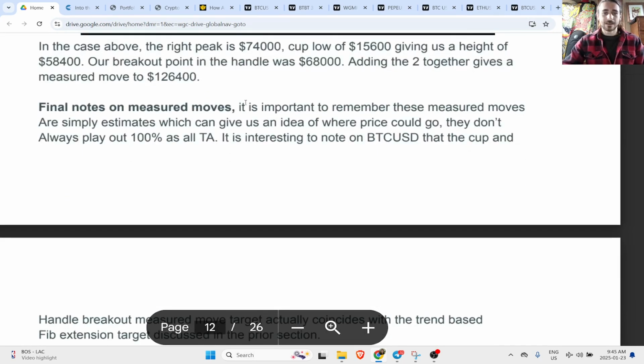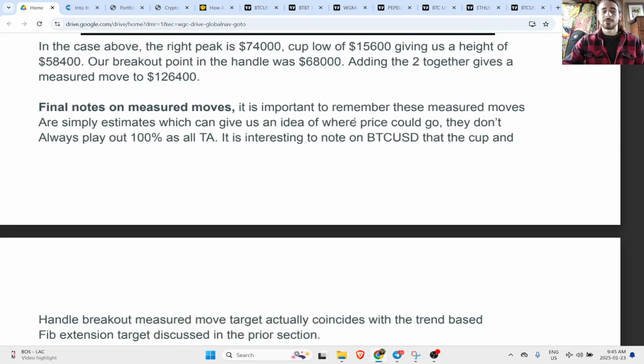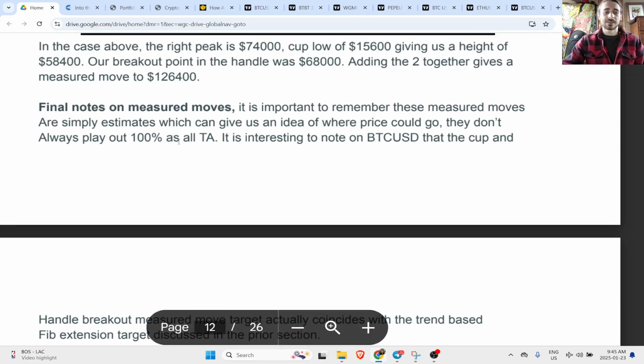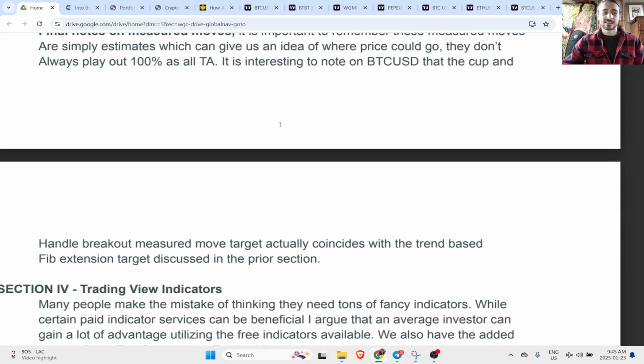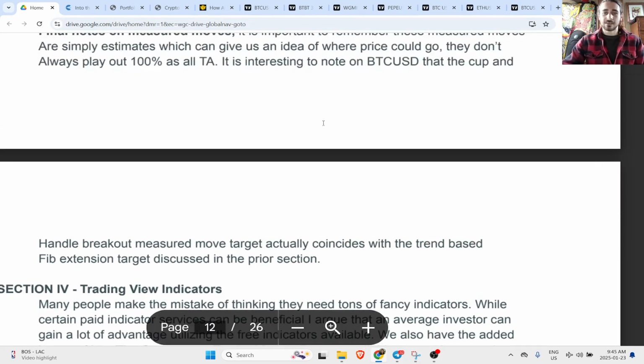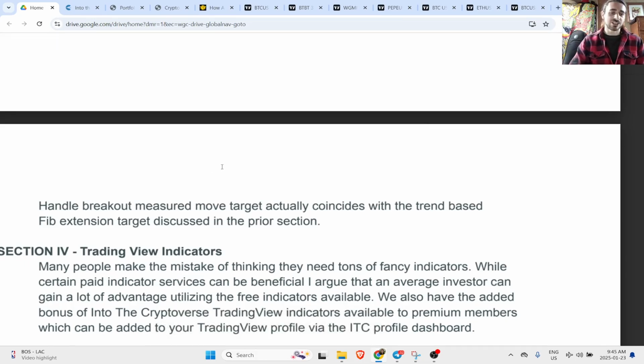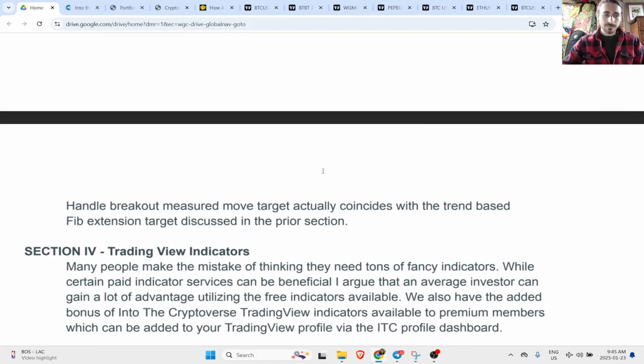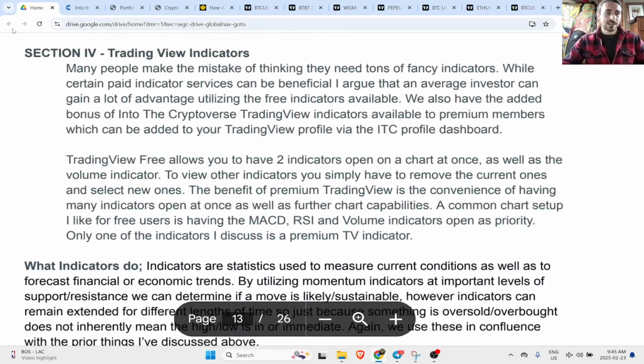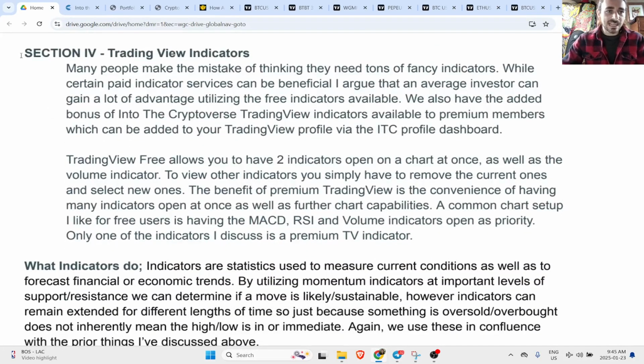A couple of final notes. Remember, these measured moves are simply estimates. They give us an idea of where price can go. They don't play out 100%, just like all technical analysis. But it is interesting to note that on Bitcoin, we did see that confluence of the Fibonacci extension and the cup and handle target. Going down here, we'll take a look at some of the indicators as well.